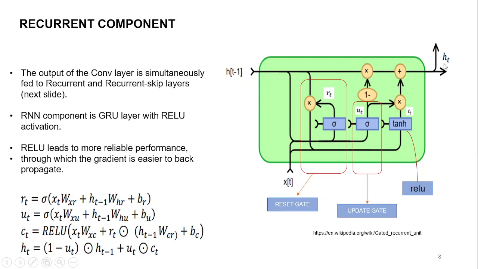To get the current hidden state and also the output, this operation is carried out here. 1 minus u_t, which is the matrix of the update gate, is operated on here with the output of the candidate state. As you can see here, we have 1 minus u_t from this side, an element-wise operation with the former hidden state, and also the update gate matrix.